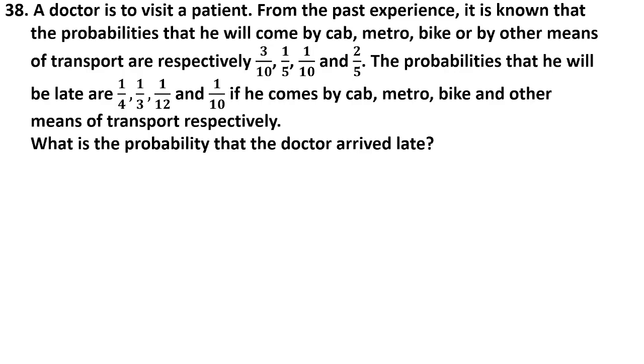For example, in this problem, the first experiment is the doctor coming by some means, that is cab, metro, bike or other means. But the second experiment is coming late. Simply the outcome is the event of coming late. Now we have to just check the conditional probability with respect to the first experiment events.